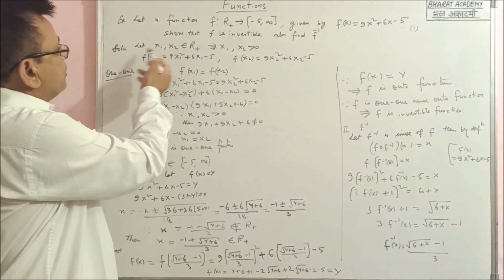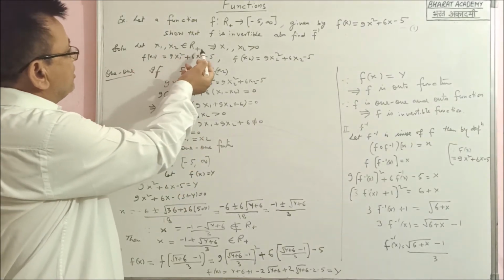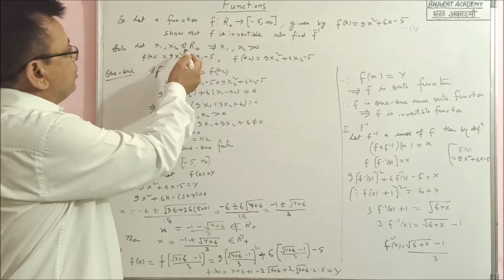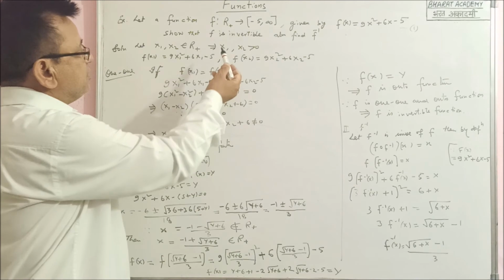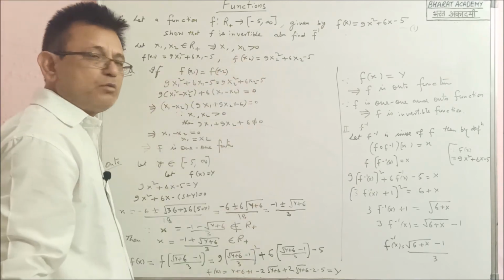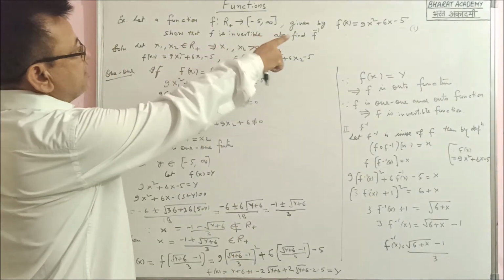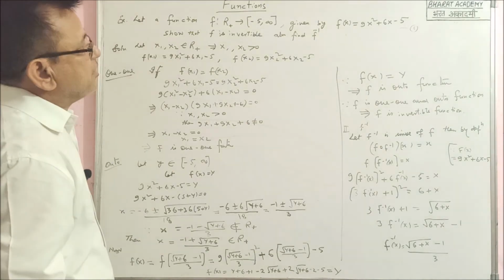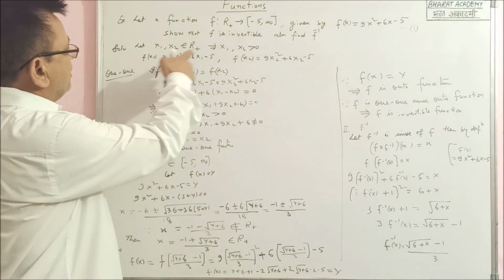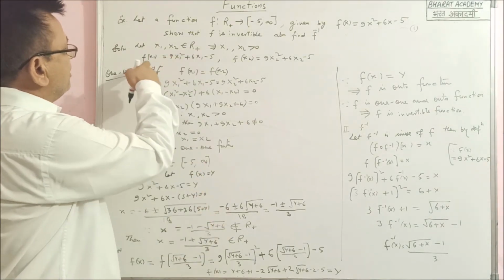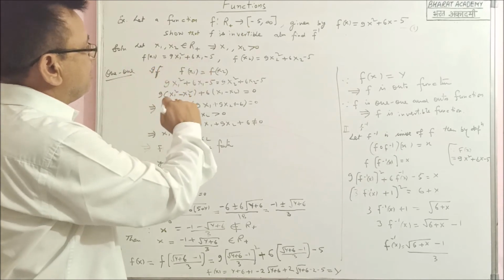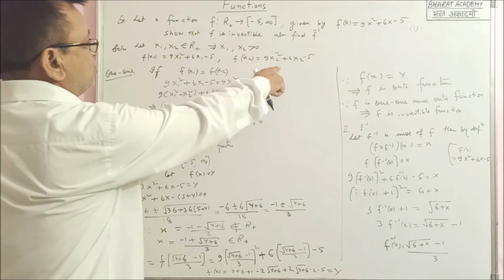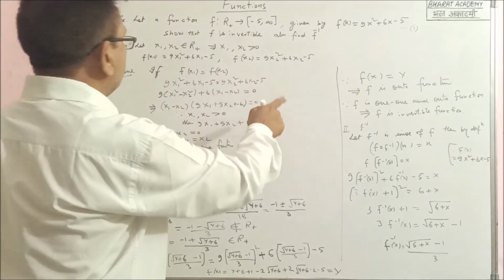I have taken two positive real numbers, x1, x2 belong to R positive, means positive real numbers. Positive real numbers means x1, x2 both will be greater than 0. The f(x) is defined as 9x square plus 6x minus 5. x1, x2 I have taken two positive real numbers. The f(x1) will be 9x1 square plus 6x1 minus 5, and f(x2) will be 9x2 square plus 6x2 minus 5.